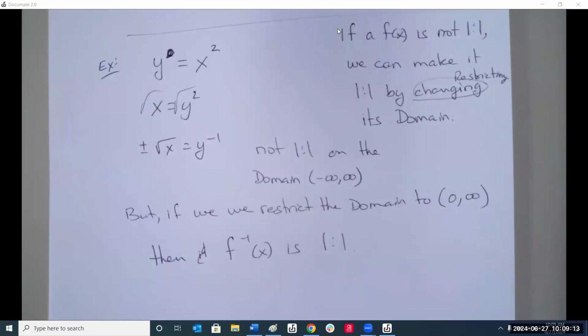All right. Any questions? No, you do restrict it. You can restrict whatever you want.